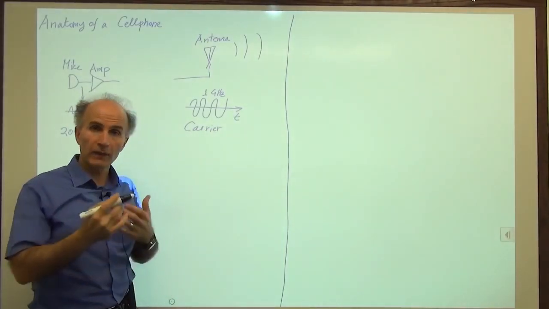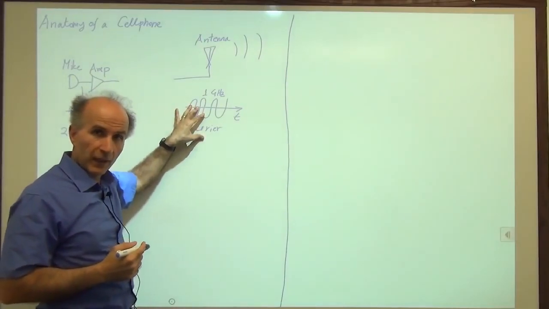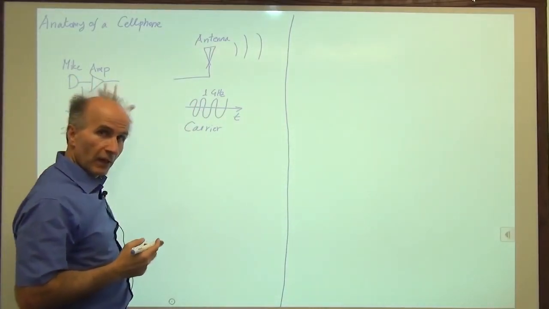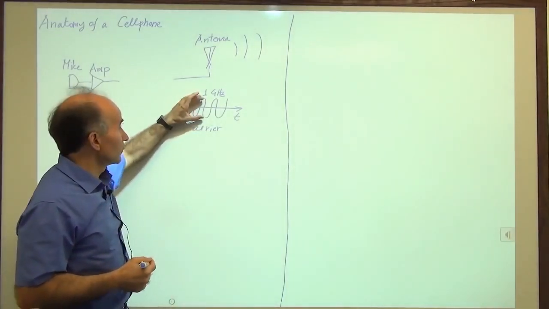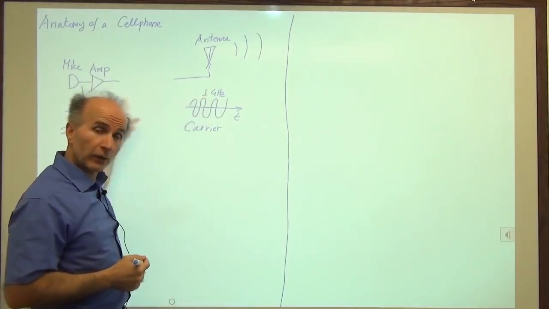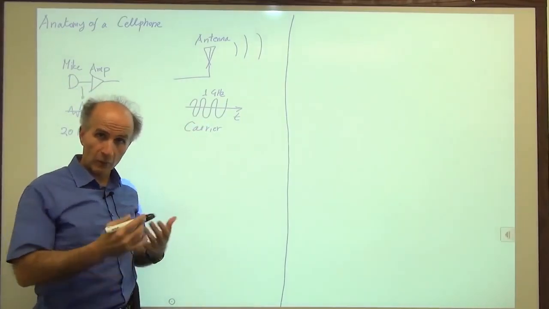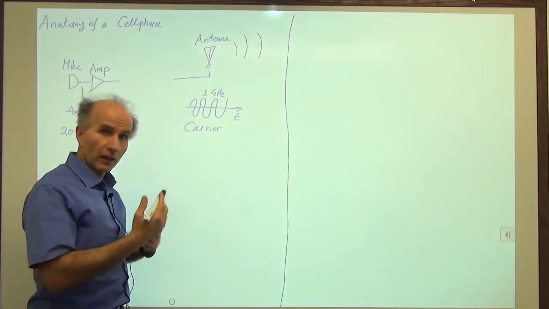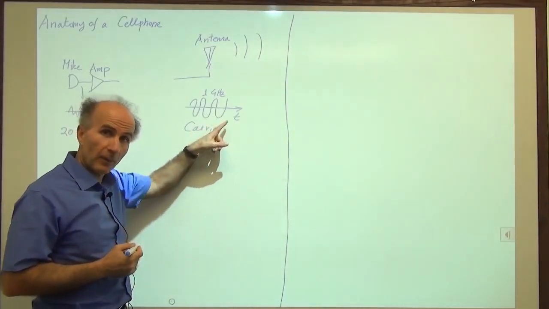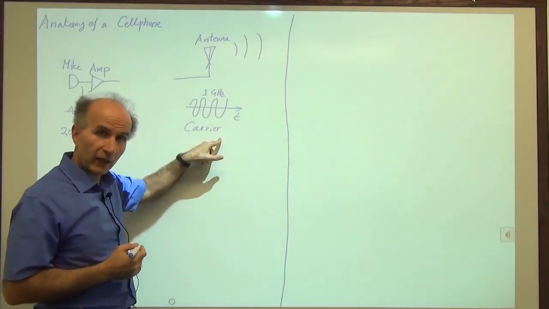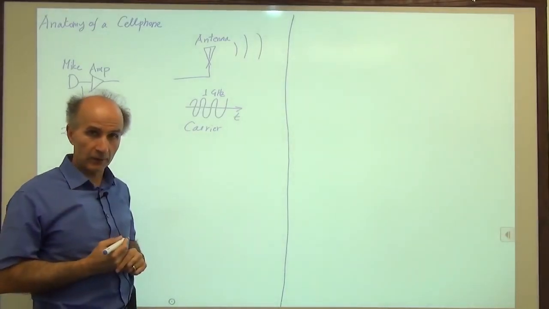All right, now how do we combine this information with this? In other words, how do we impress this information upon this carrier? Well, you can imagine we can change the amplitude according to this information, or the frequency, etc. So there will be some sort of change or modulation, as we call it, in the properties of this carrier according to the signal that is produced by the microphone.